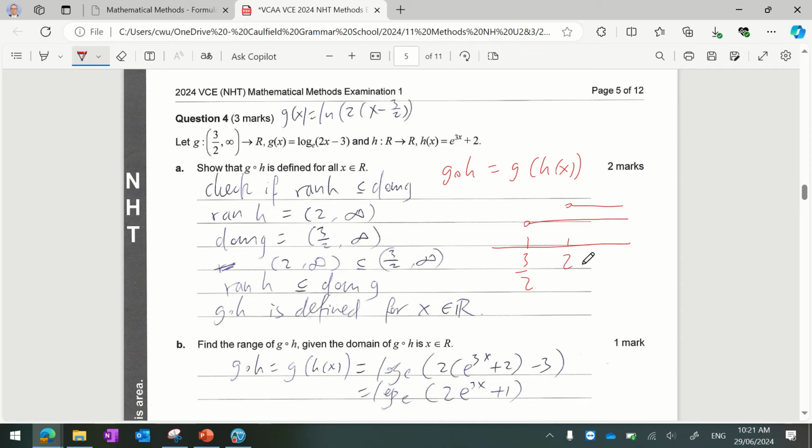2 is a bigger number, basically, is what I'm saying. So this is x over here. So 2 is a bigger number than 3 over 2. So 2 to infinity is a subset of 3 over 2 to infinity. It just means 3 over 2 to infinity is a larger set than 2 to infinity. So conclusion is range of H is a subset of domain of G.